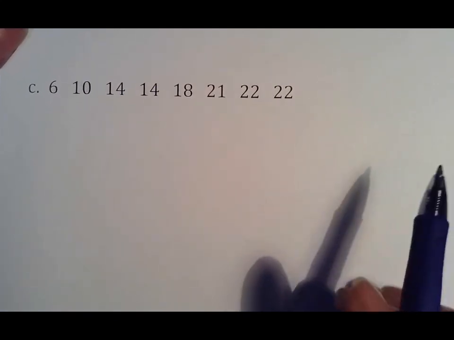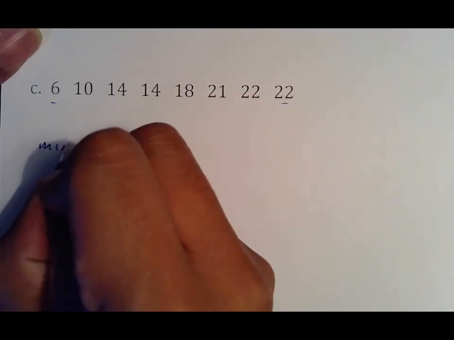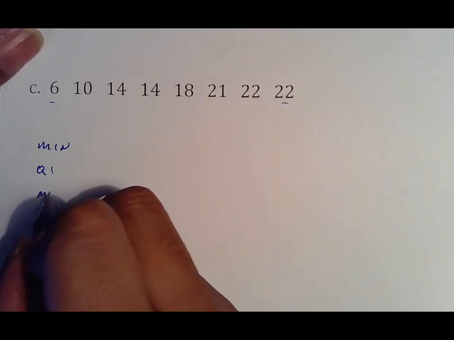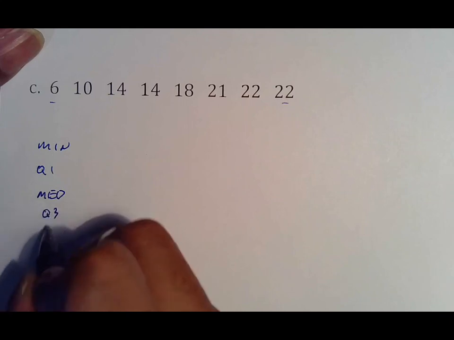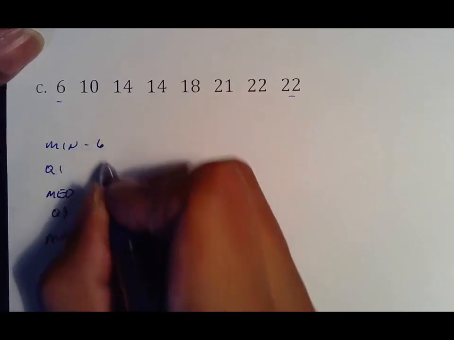Six, 10, 14, 14, 18, and so on. So here we go. I'm sorry, I need to write the numbers. Minimum, quartile 1, median, quartile 3, and maximum. Your minimum obviously is 6.